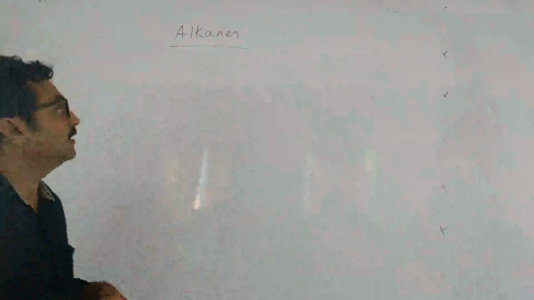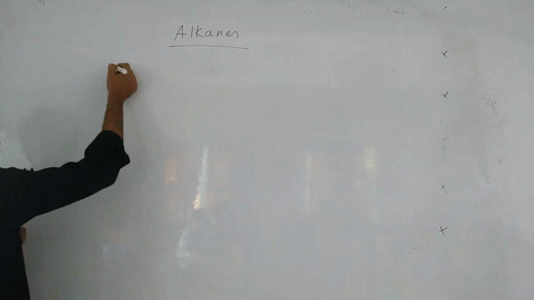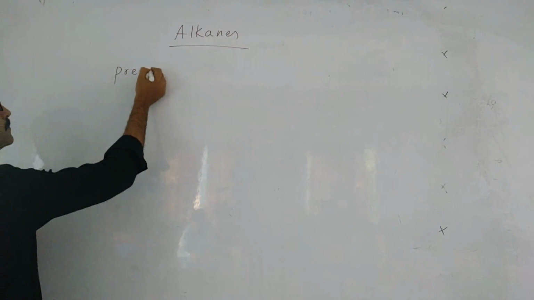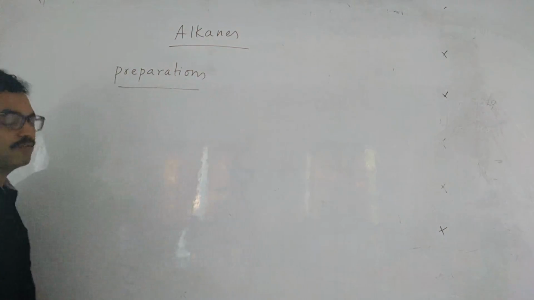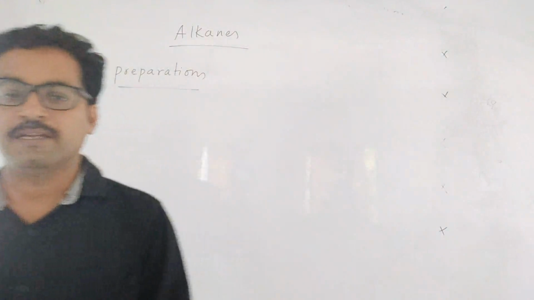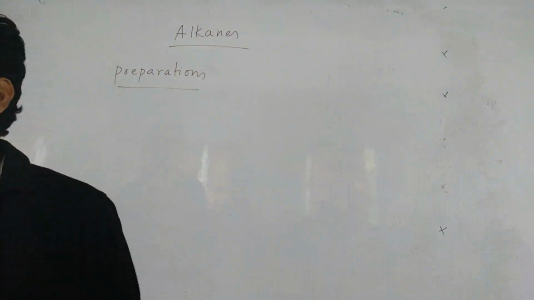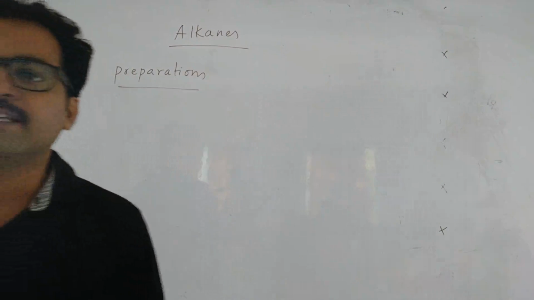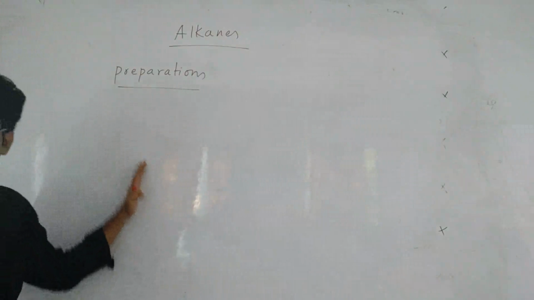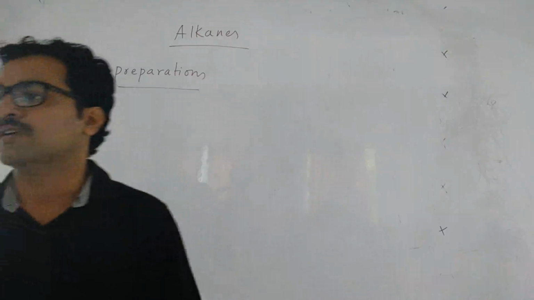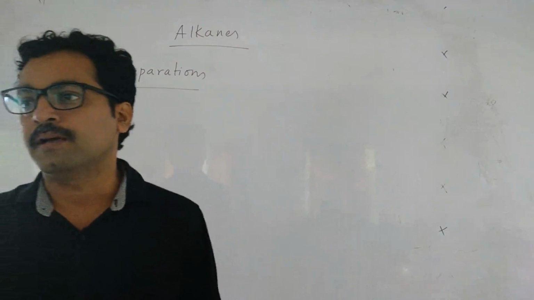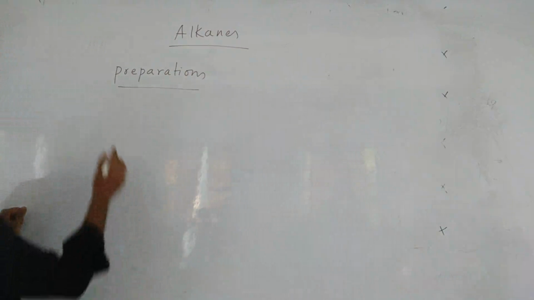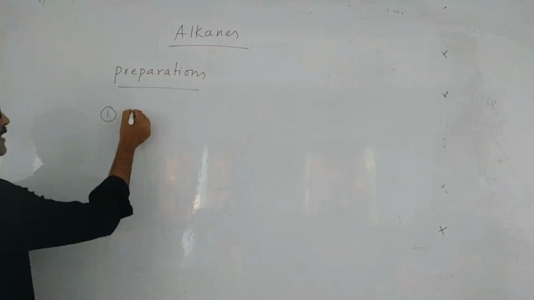Now we'll see directly the preparations of alkanes. So what are the preparations of alkanes? From almost all the compounds we can prepare alkanes. First we will see from alkenes and alkynes. From carbonyl compounds we can prepare, alkyl halides we can prepare, acids we can prepare. So the first one is from alkenes and alkynes.